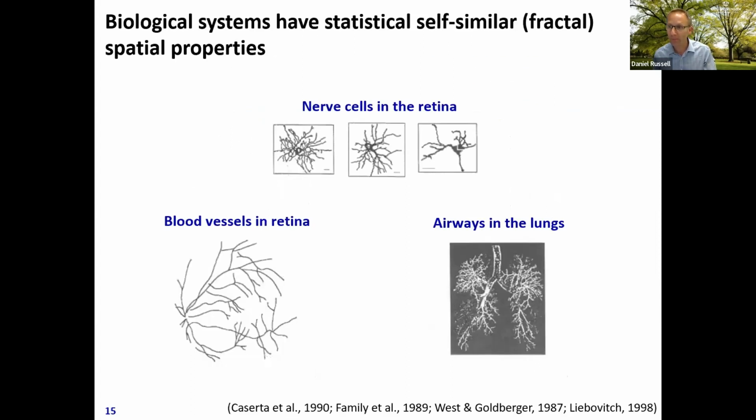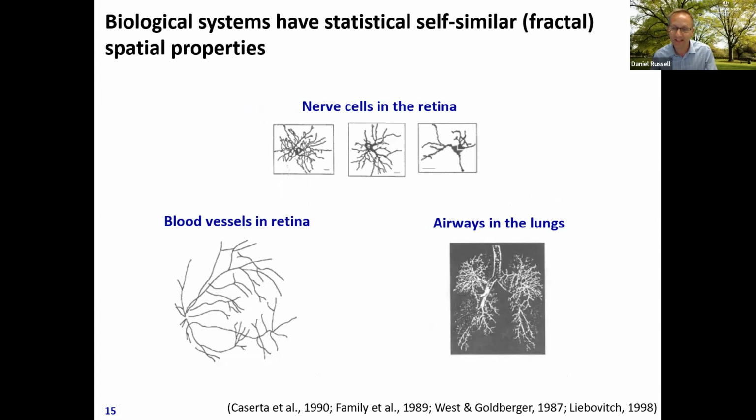So let's look a little bit more at variation in biology. We see that biological systems have statistically self-similar, fractal properties. These are spatial properties, going from nerve cells in the eye, where no matter the scale you look at, you see the same kind of structure, to blood vessels or airways in the lungs.